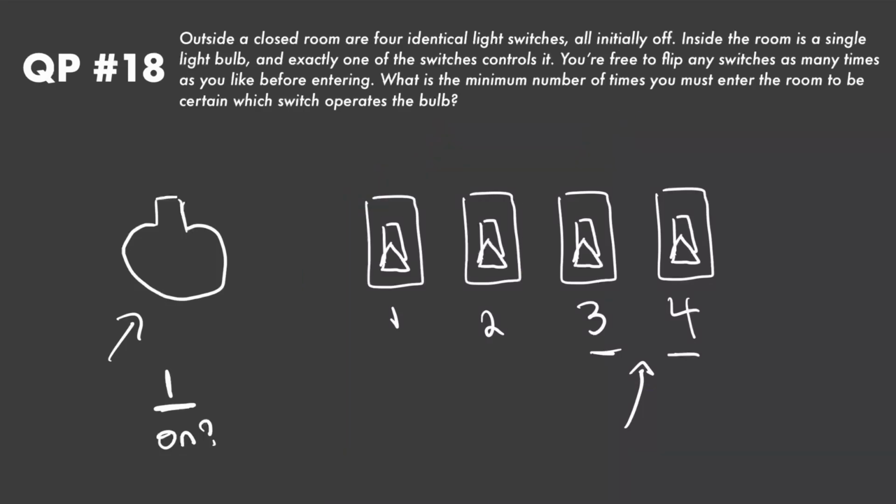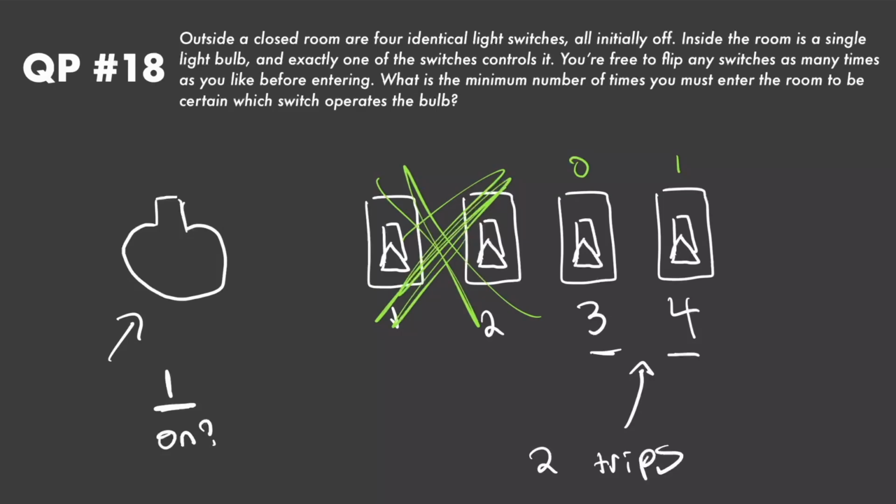Now, once I know which group of 2 it's in, I can eliminate 2 of these options, and we're left with 2 switches. So what I can do is flip one on and one off, go into the room, see if it's on or not, and that will dictate which is my switch. So if all the information we have is whether the light is on or not, that's going to take us 2 trips into the room, but is there any way for us to do better?